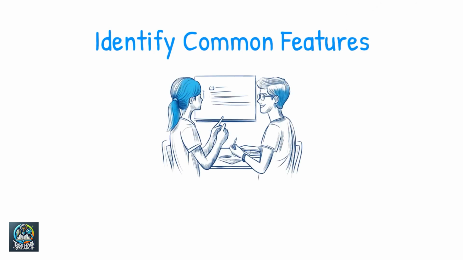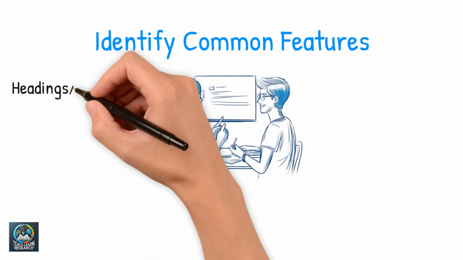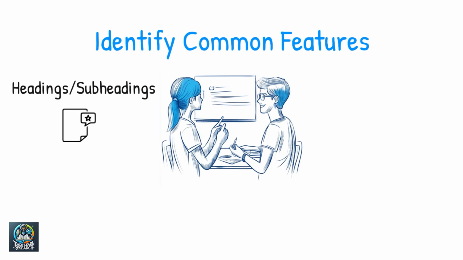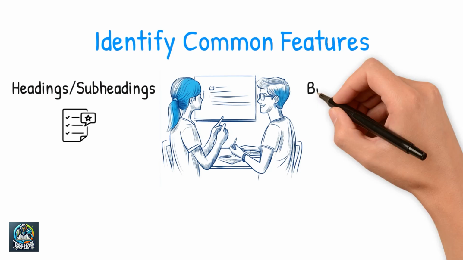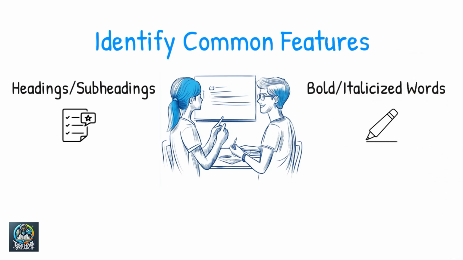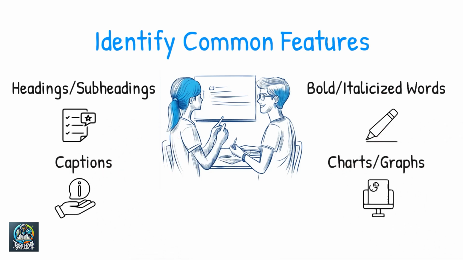Identify common features. Discuss common text features and their purposes. For example, headings and subheadings indicate main topics and subtopics. Bold or italicized words highlight important terms. Captions provide information about images or diagrams. Charts and graphs present data visually. Tables organize information in a structured way.